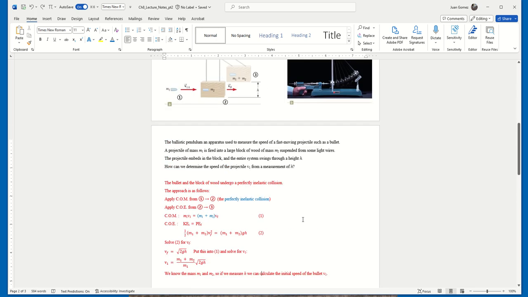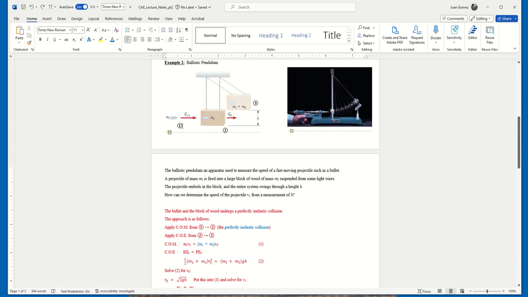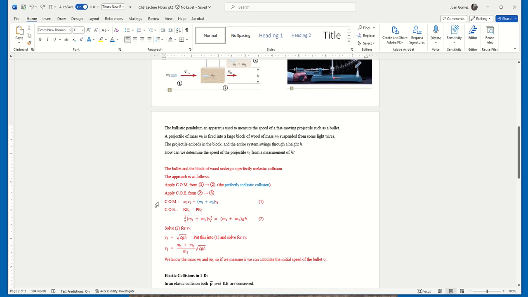And again, I'll end with this. The key is conservation of momentum from stage 1 to stage 2. That's where equation 1 comes from. And then it's conservation of energy from stage 2 to stage 3, and that's how I got equation 2. Then your unknowns are vf and v1. We want the initial speed of the bullet just before it enters the block. So you solve equation 2 for vf, put that expression into equation 1, and then solve for v1. And there you go.